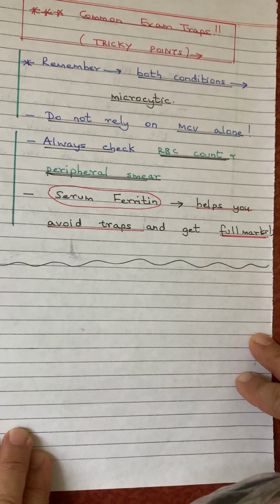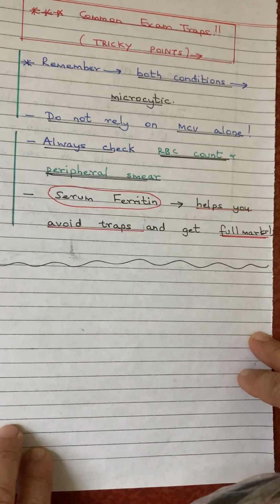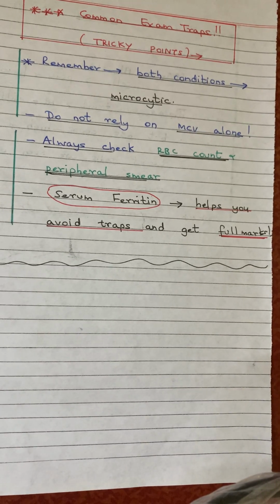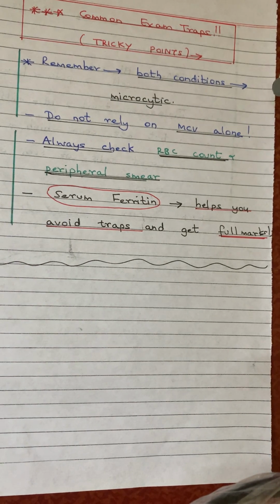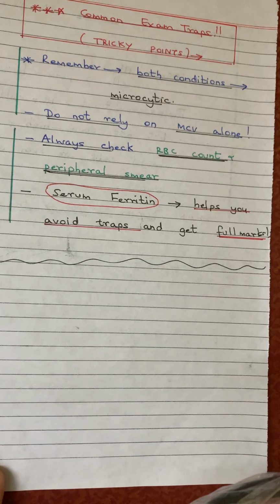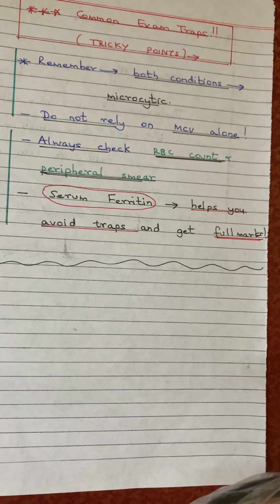So, what is the common exam trap? The tricky points. Remember, both the conditions are microcytic. So, do not rely on MCV alone. Always check RBC count and the peripheral smear. And remember, serum ferritin helps you avoid traps and get full marks.